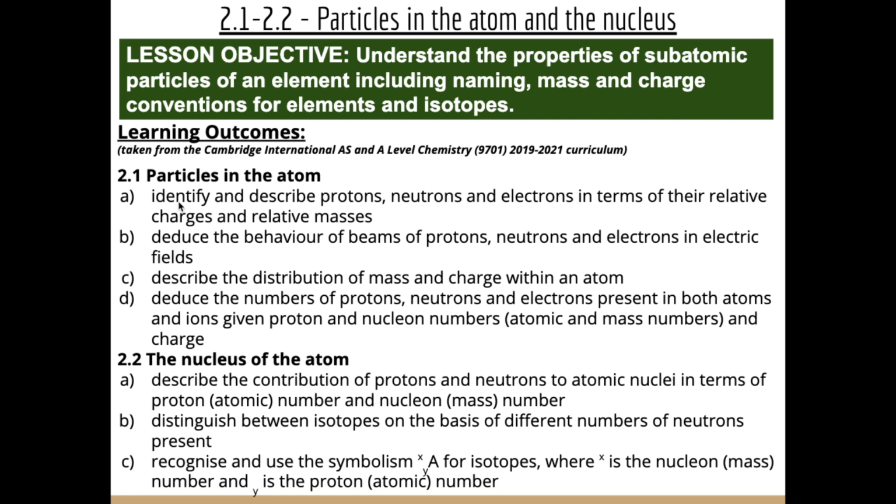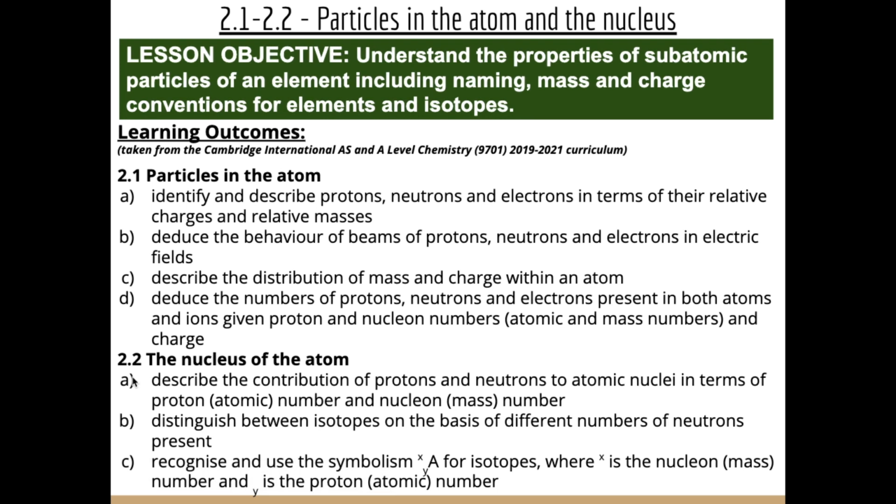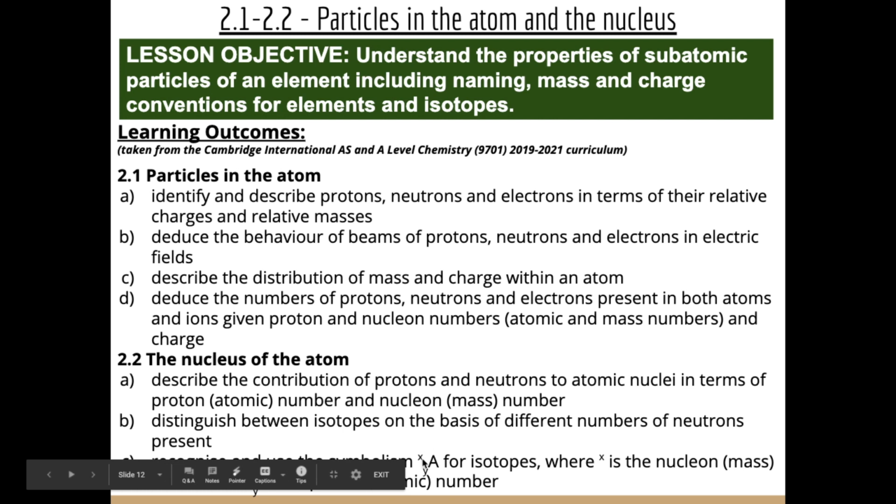What have we done? We've identified and described protons, neutrons, and electrons in terms of their relative charges and relative masses. We've deduced the behavior of beams of protons, neutrons, and electrons in electric fields. We have described the distribution of mass and charge within an atom, deduced the number of protons, neutrons, and electrons present in both atoms and ions given proton and nucleon numbers and charge. And then we also describe the contribution of protons and neutrons to atomic nuclei in terms of proton number and nucleon number, distinguished between isotopes on the basis of different numbers of neutrons present, recognized and used the symbolism of that, where X is the mass number or the nucleon number and Y is the atomic number.